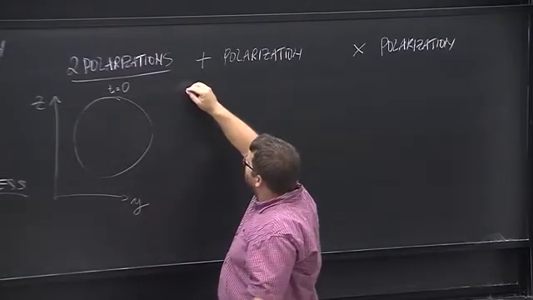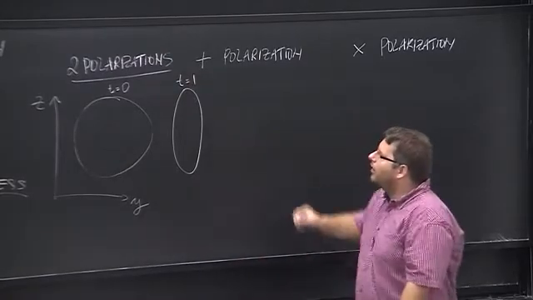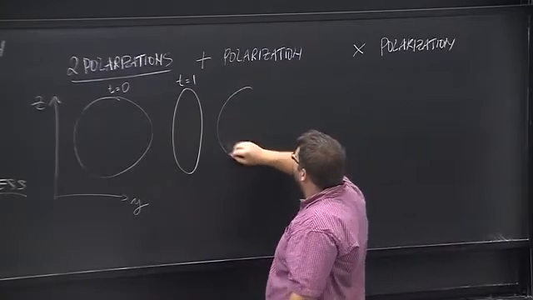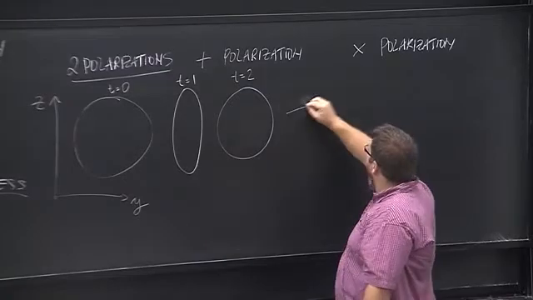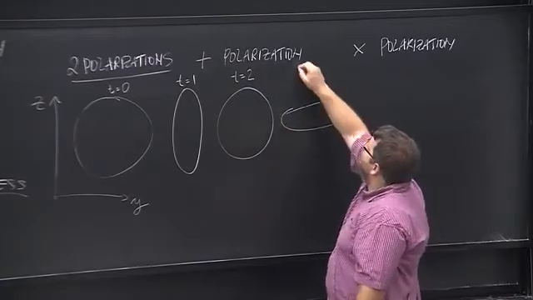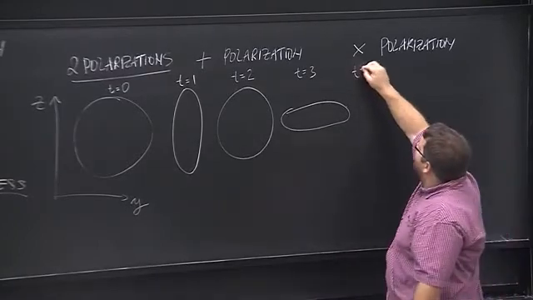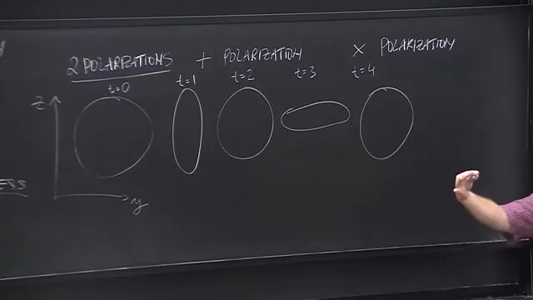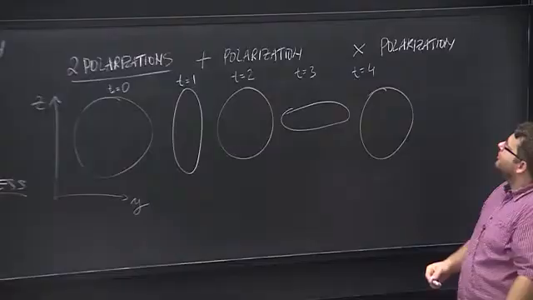So at t equal to 1, it will look like this, and then at t equal to 2, it will be again a circle, and then at t equal to 3, it will be squeezed in this direction, and then at t equal to 4, it will be again a circle, and you keep going. So what it's really doing is just squeezing here, and squeezing there. Okay, so that's how the plus polarization works.